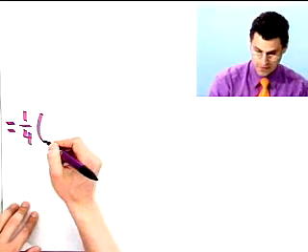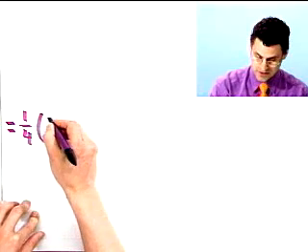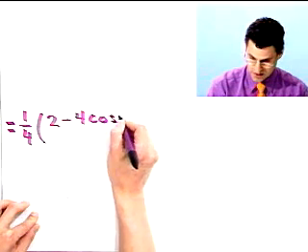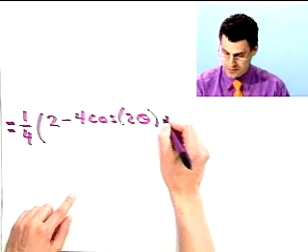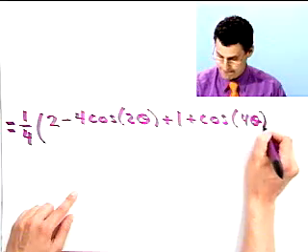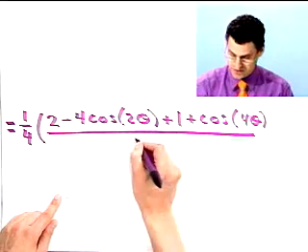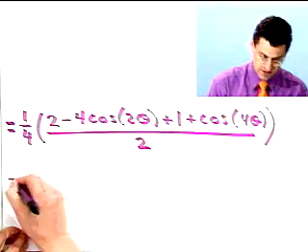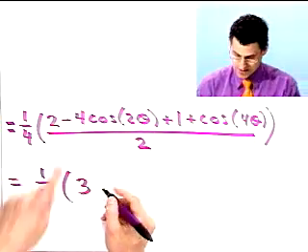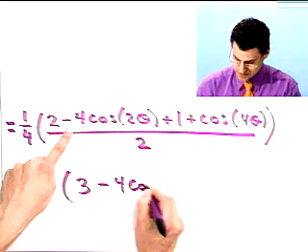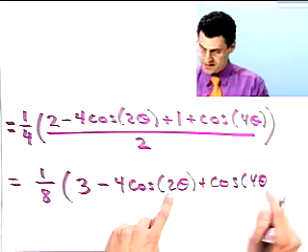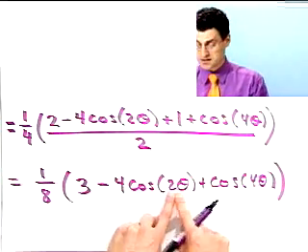1/4 times, and now everything is going to be over 2. So I have a 2 minus 4 cosine 2 theta plus 1 plus cosine 4 theta, and that's all divided by 2. I just got a common denominator. That 2 can be pulled out here, and I see 1/8. 2 plus 1 is 3, and I have 3 minus 4 cosine 2 theta plus cosine 4 theta. Now you might think, oh, I can combine these things. But no, I can't. This is cosine 2 thetas. This is cosine 4 thetas.